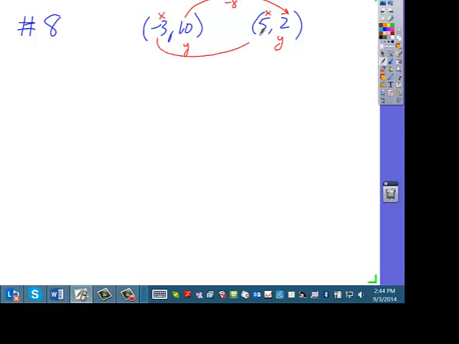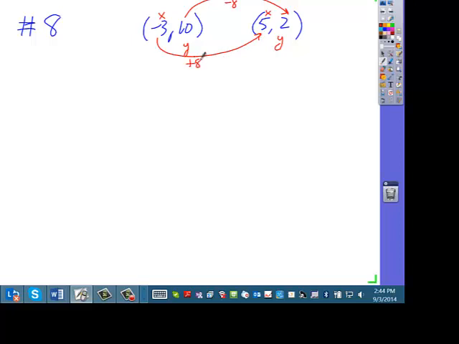Okay, last one is number 8. Write an equation for the line passing through this point and this point. Okay, so once again, we need slope. Now, you could make a table out of this, but I see I have my y's. And if I go from here to here, I'm going to be losing 8. And I see that these are my x's. And if I go in the same direction, I'm going to be gaining 8.